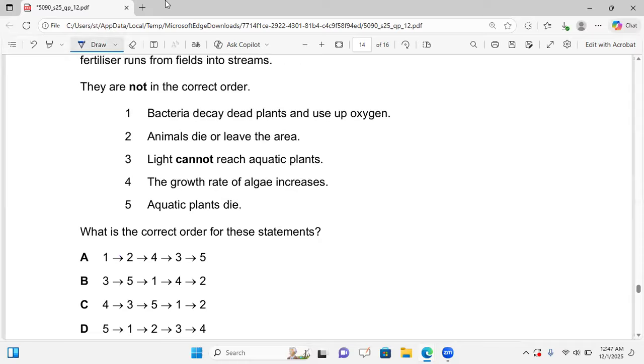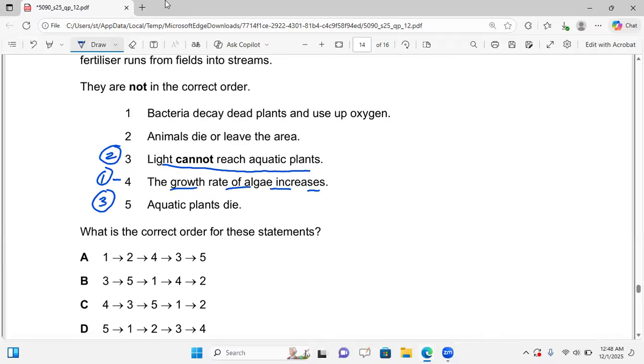So first of all, according to the arrangement of these statements, I will say that 4 will be at number 1: the growth rate of algae increases. Then light cannot reach aquatic plants, definitely. This will be the second step. And aquatic plants die, and then bacteria decay the dead plants and use up oxygen, and animals die or leave the area. Now if you read all of them in a proper arrangement: the growth rate of algae increases, light cannot reach aquatic plants, aquatic plants die, bacteria decay, and animals leave the area. So option C will be perfect for it.